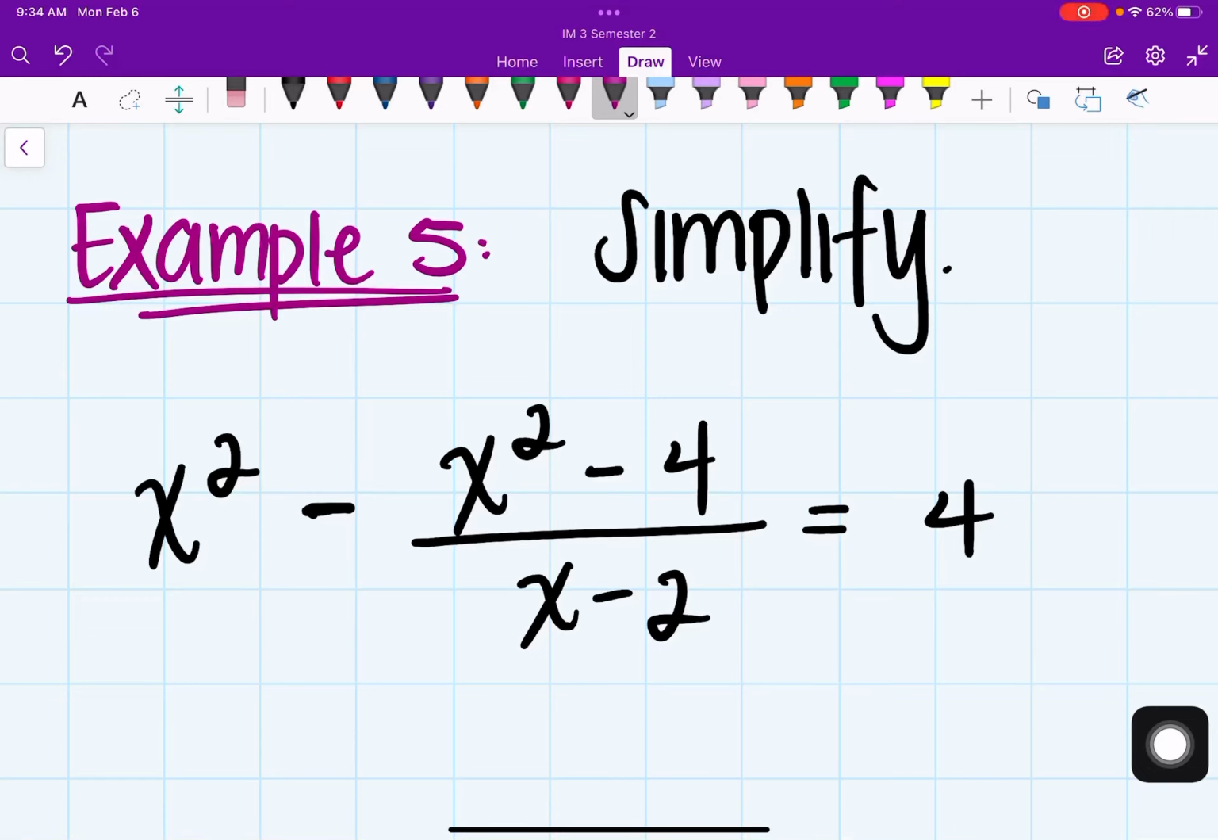All right, so let's go ahead and take a look at this next example, guys. We're focused on simplifying the expression. I have x squared minus 4 over x minus 2 equals 4 in this case. Now, when we finish solving for this, we are going to be coming back to this because we do have a variable in the denominator.